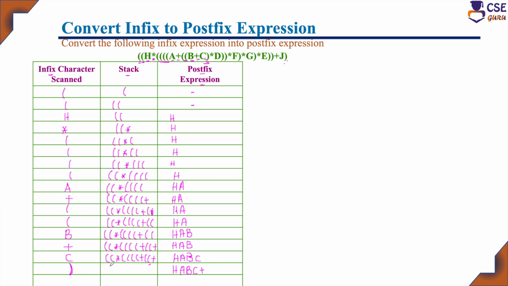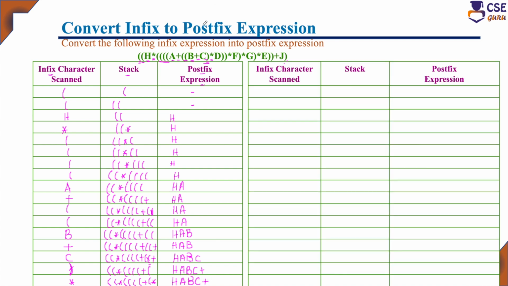Then what you will get here is plus, and then one open parenthesis. You have to discard this open parenthesis and its corresponding closed parenthesis. Okay. And next comes the star operator. The top element of the stack is an open parenthesis only, so you can push this operator into the stack. So here you will get the contents as they are, and then the multiplication operator you have to push onto the stack. And the postfix expression stays as it is, that is H, A, B, C, plus.